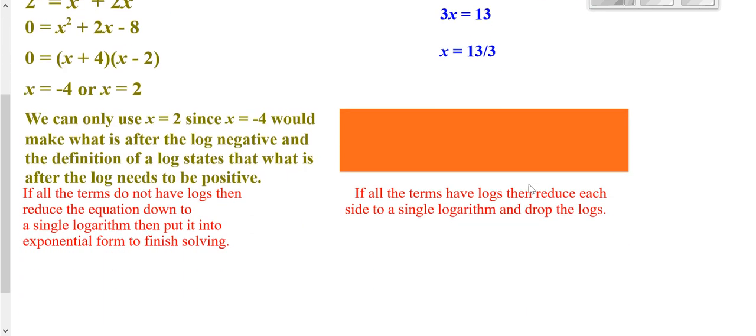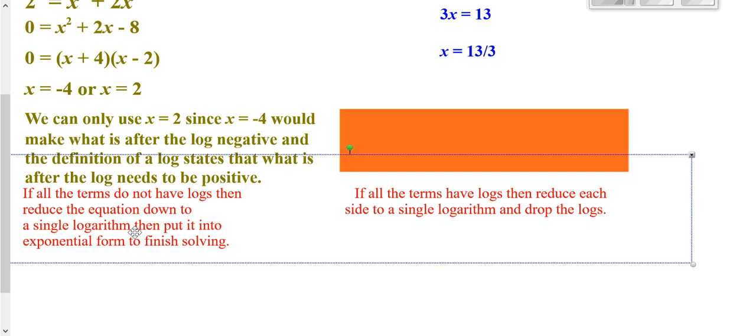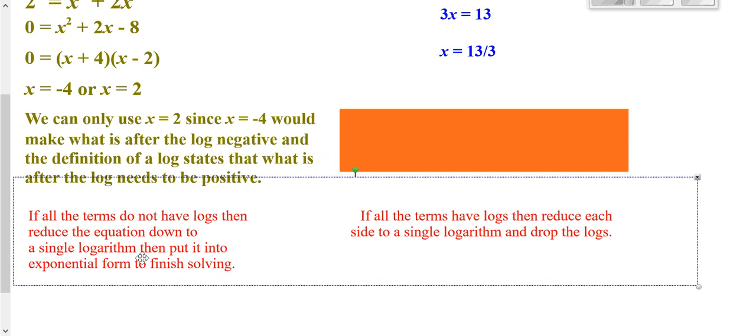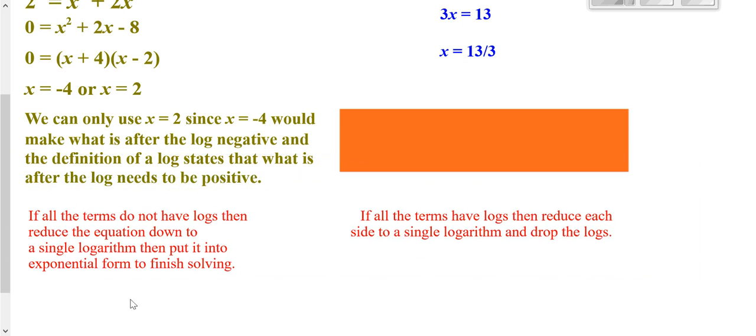So at this point, go ahead and take a look at these two and write these down. It's going to be very helpful. If not all things have logs, reduce it down to a single logarithm and then put it into an exponential form. If everything does have logs, reduce each side to a single logarithm and then drop your logs. Write that in your notes. So pause the video and try to work these out and then watch it.